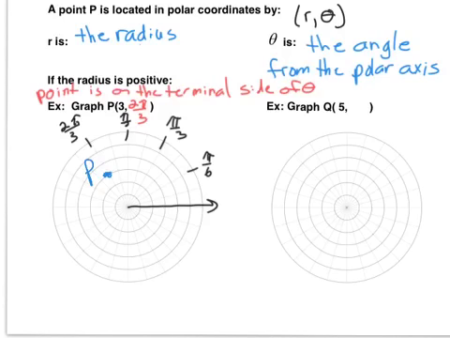For a second example, we'll graph 5 comma pi. Again, if this is our polar axis, pi is 180 degrees, so it's going to be 180 degrees from this side over here, and we're going to count out 5 rings. 1, 2, 3, 4, 5. So there's where my point's going to be. That's point Q. So positive radii and positive angles represent a pretty straightforward process.